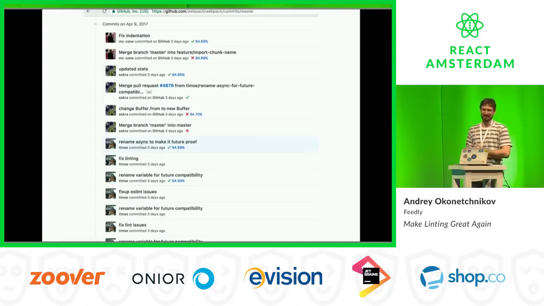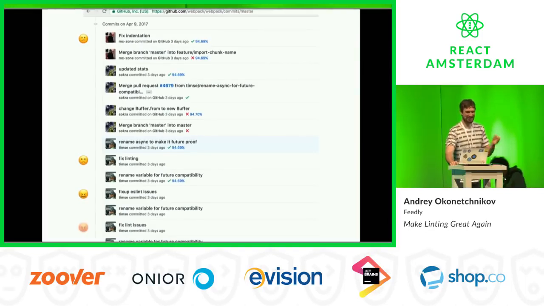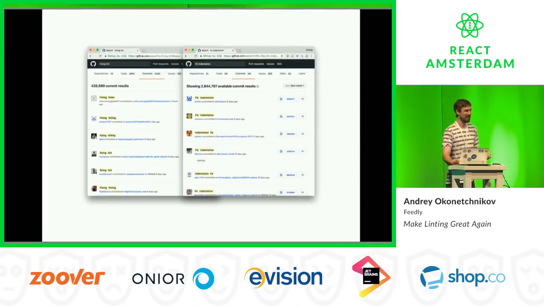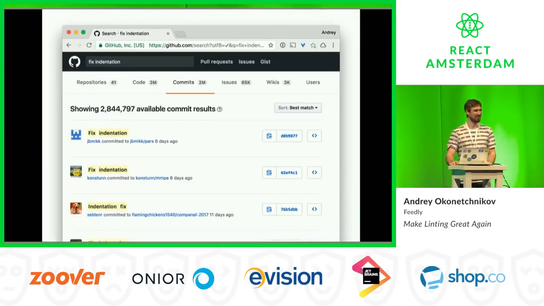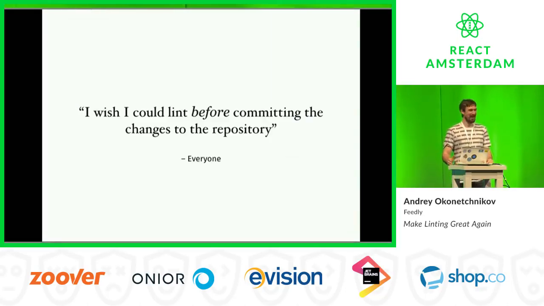Let's take a look at this popular project called Webpack. Probably many of you are familiar with it. And it's just April 9th, a few days ago. 1, 2, 3, 4. And it's just the first page. I didn't even scroll. And I was interested: how many of these things could be on GitHub? So I searched "fixing lint", almost 500 search results. Okay, it's not too much. Then "fixing indentation", almost 3 million. I was like, oh my God, I wish I could lint before committing changes to a repository.